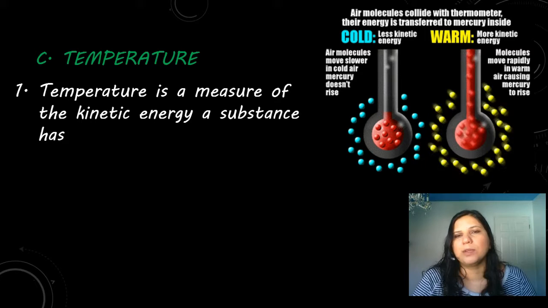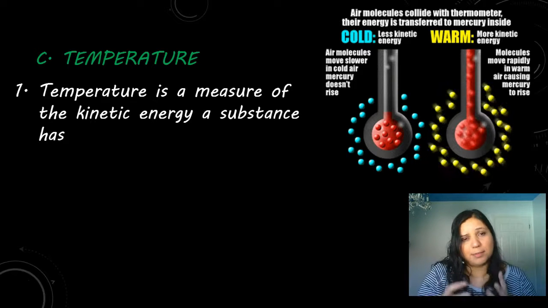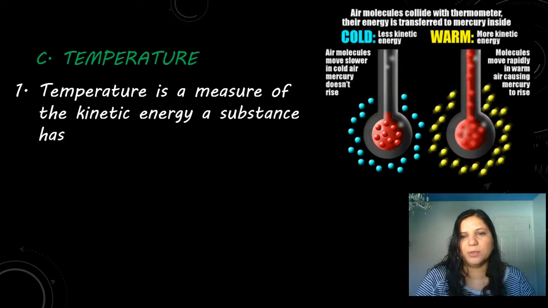And so here we go. We've got a picture here. It says air molecules collide with the thermometer. Their energy is transferred to the mercury inside. So inside the thermometer, the mercury is able to rise, and it does so when the molecules are moving fast enough. Well, when they're moving really slow, like the picture on the left, they don't rise. And when they're moving rapidly, they cause the mercury to move rapidly. So they move up the tube and you see a higher temperature.